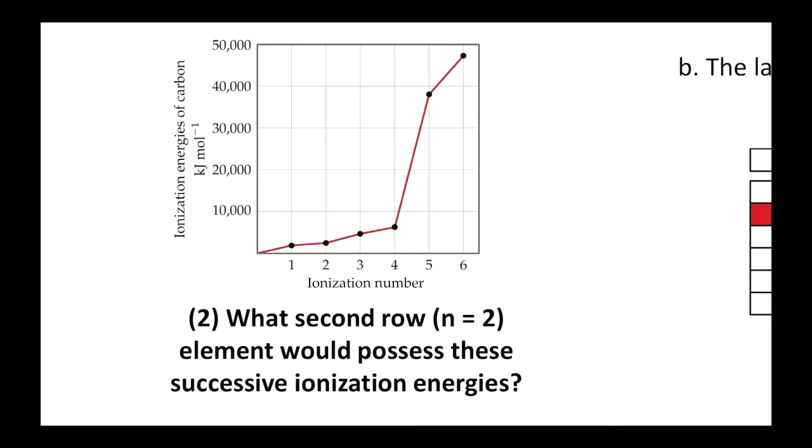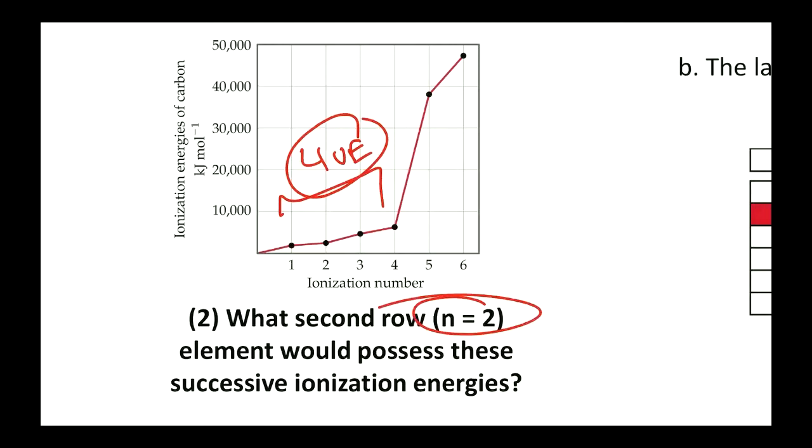No, it's saying that there are 4 electrons that are easy to remove, and then the next 2 are very hard. Four electrons easy to remove sounds like valence electrons, so this graph is showing 4 valence electrons. What element has 4 valence electrons and is an n equals 2 element? It would be carbon. This could be the ionization energies for carbon.